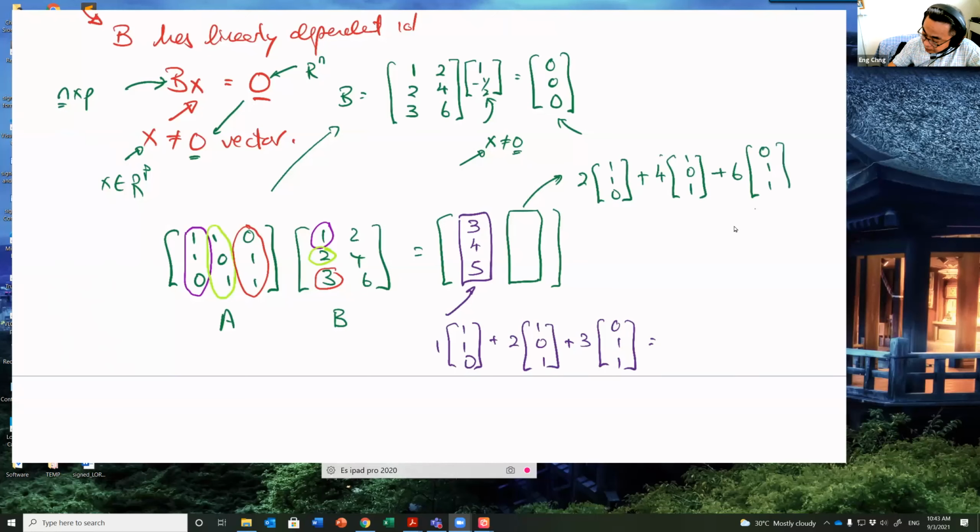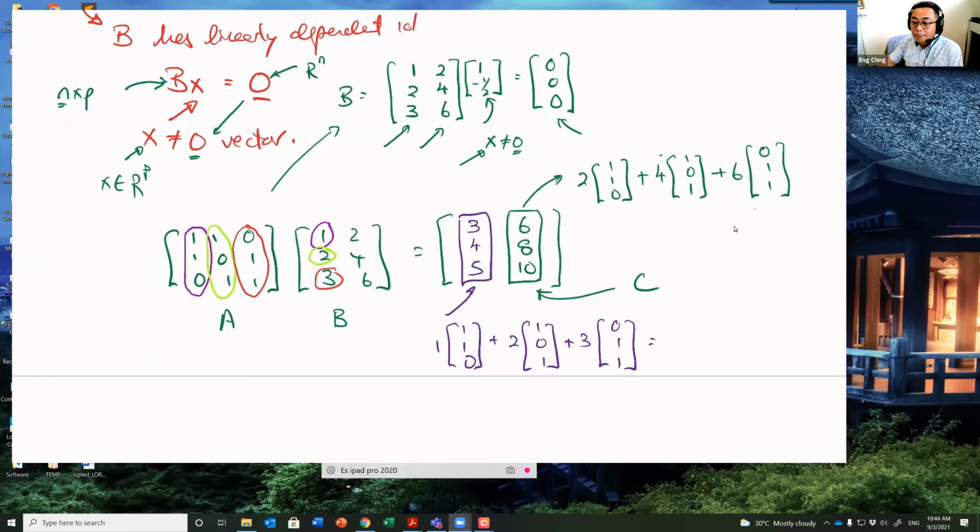Zero, 1, 1. And the answer is, actually you don't even need to count because you already see that the second column is 2 times the first column. So the answer is actually 6, 8, 10. And why did this doubling happen? It is because the second column of B is double the value of the first column of B. Therefore, the second column of C is double the first column of C.